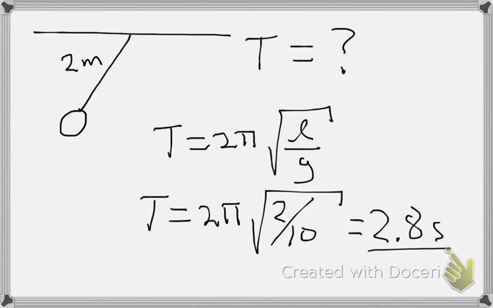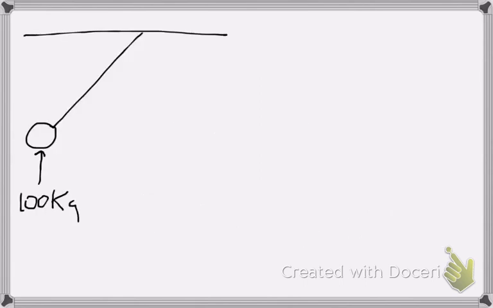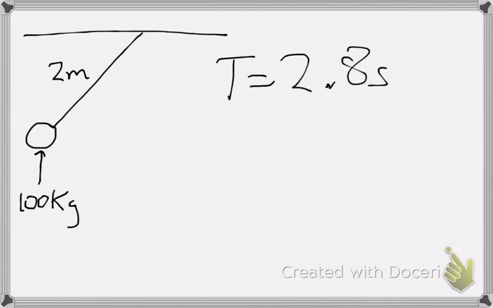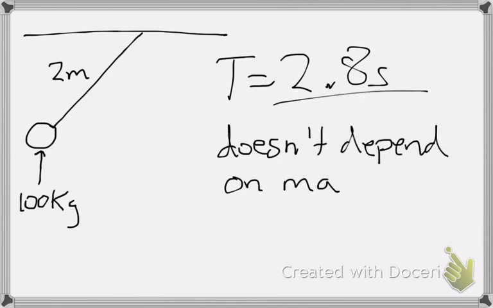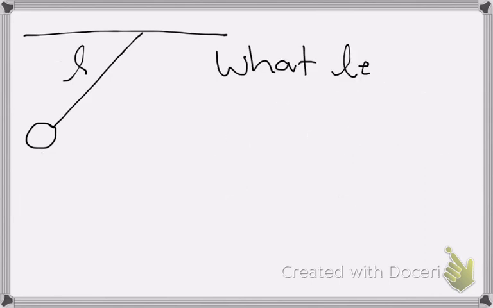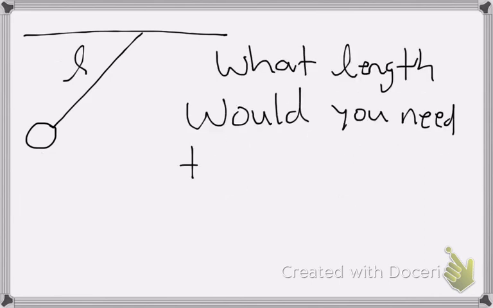So let's do a slightly different example where I have a 100 kilogram mass instead. So I made the mass much, much bigger. And I still have a length of 2 meters, and I ask you, what is the period? Well, if you're clever, you'll notice it's not any different because our equation does not depend on the mass. So it only depends on the length and g.